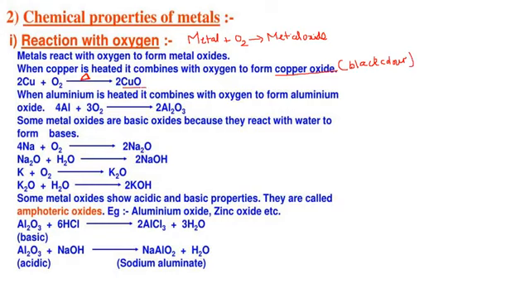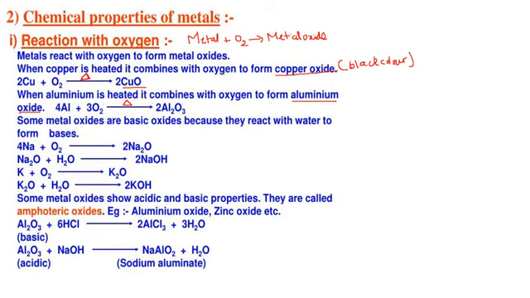When aluminium is heated, it combines with oxygen to form aluminium oxide. Now you have to write this equation also. That is aluminium plus oxygen. It is heated, so again I have to put the delta sign, heated, and it forms aluminium oxide.